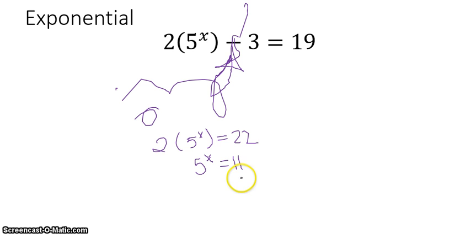I can put this in logarithmic form. So I have log base 5 of 11 equals x, and then I can actually type that into my calculator. So I'm going to have that x is about 1.490.